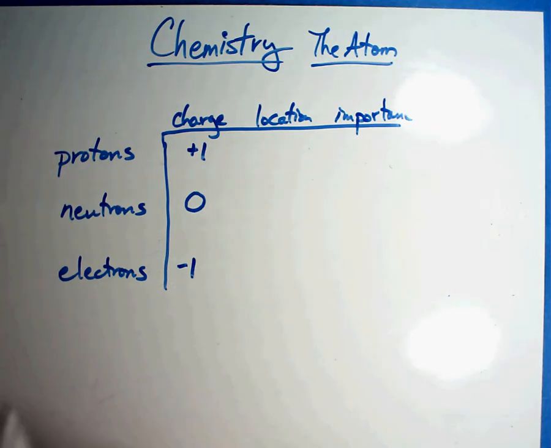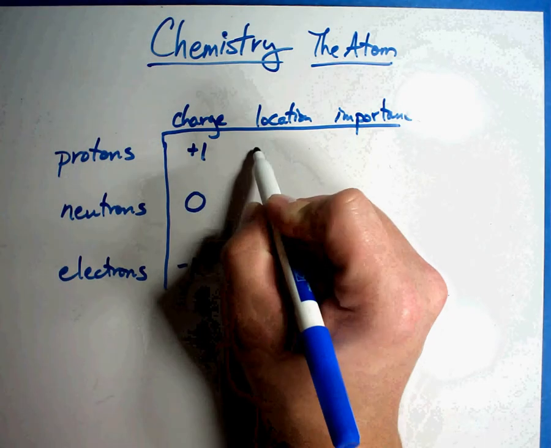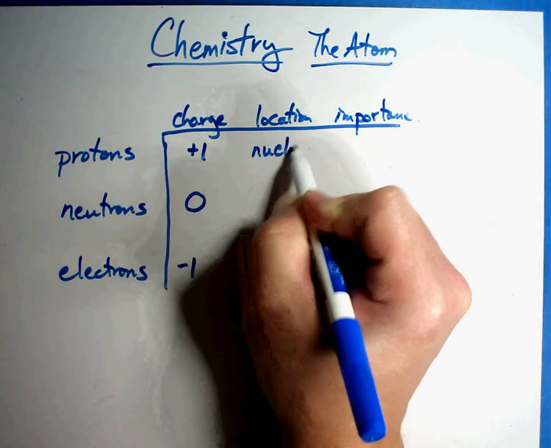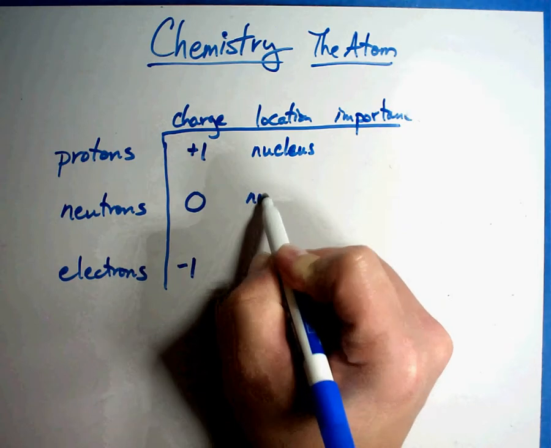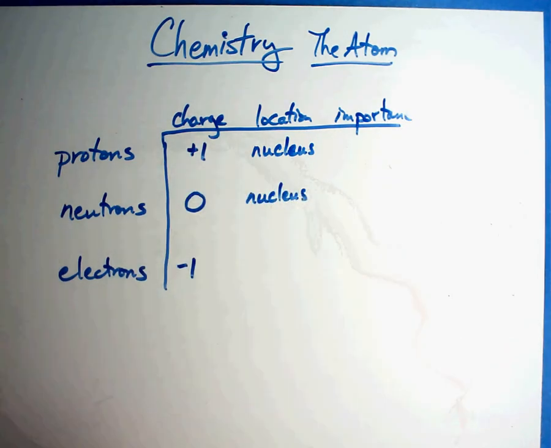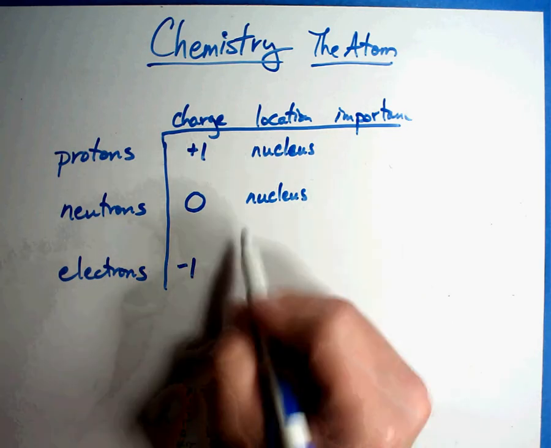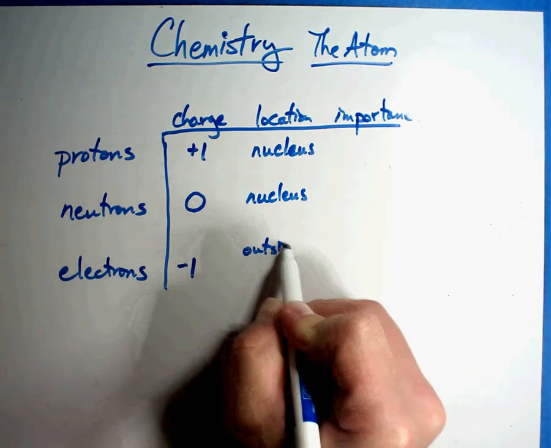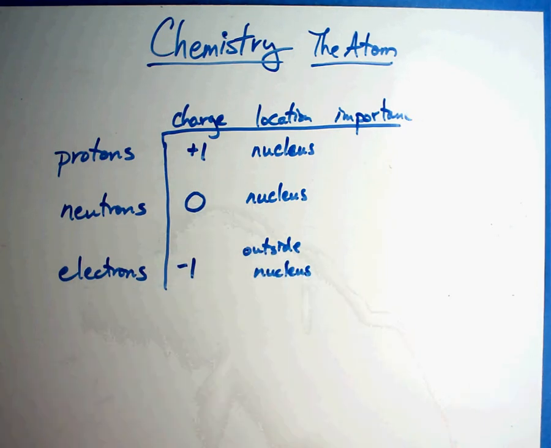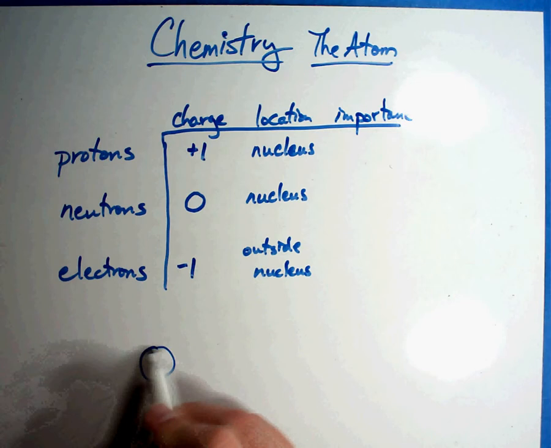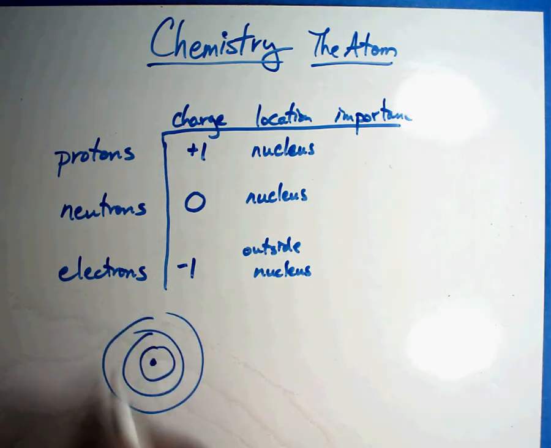Location. The location in the atom where protons are located is in the nucleus of the atom. Neutrons are also located in the nucleus of the atom. The electrons, we'll just make this simplistic, are outside the nucleus of the atom. They're spinning around. Many times you'll see pictures of the atom in which you'll have the nucleus. The electrons spin around in the different rings outside that nucleus.